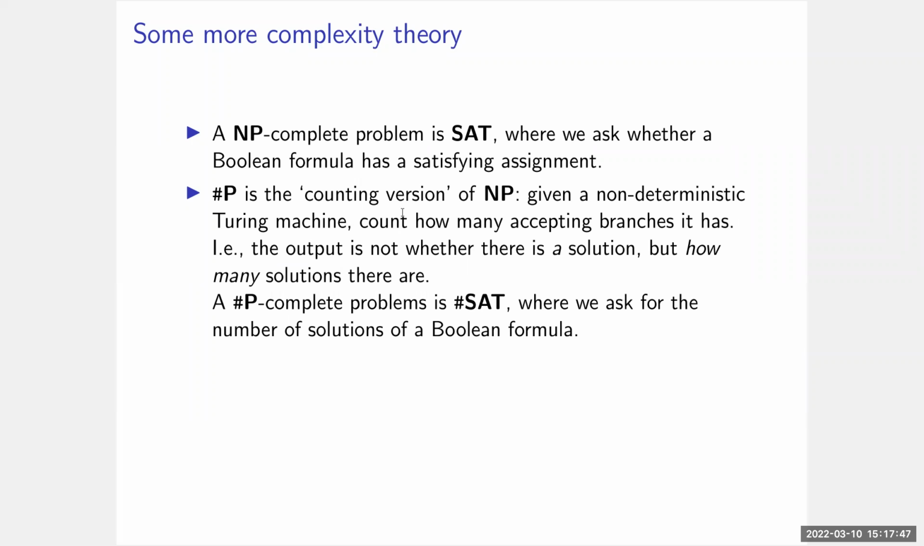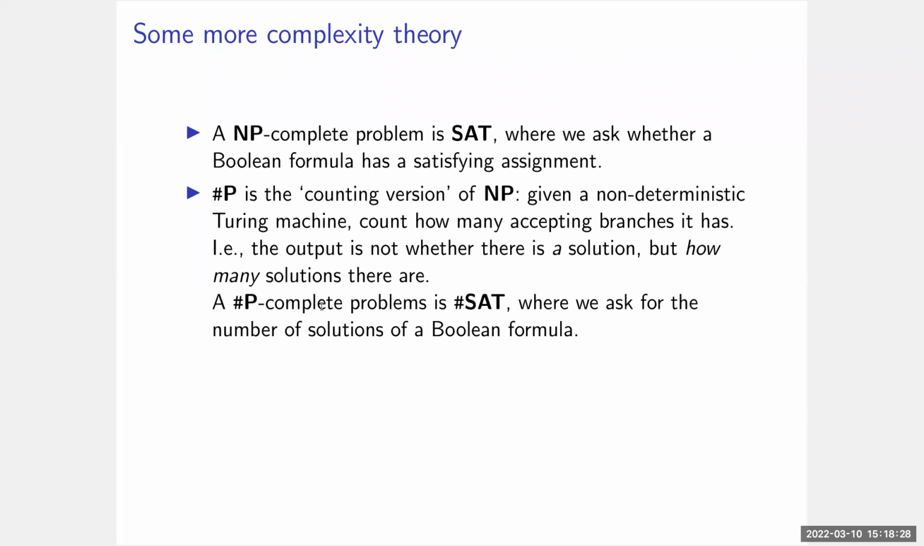An important technical distinction is that P and NP are decision complexity classes, while sharp P is more of a functional complexity class. So the output is not just true or false, the output is an actual number, like the output of a function. And a sharp P complete problem is number SAT, which is like SAT, but now the output is not true or false, whether it has a satisfying solution or not, but how many solutions this Boolean formula has. This completeness is defined differently from P or NP, but still in an intuitive way.